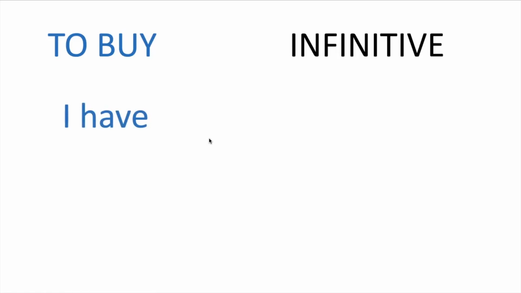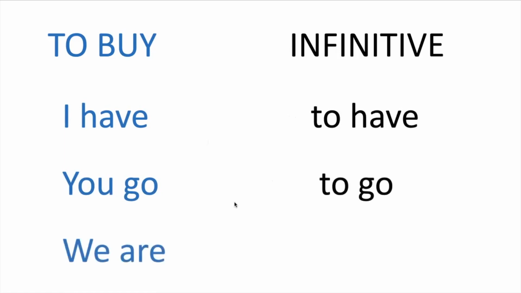If I say I have, the verb have, the infinitive is to have. You go. We're using the verb go, and the infinitive is to go. We are. Now we know that this verb is irregular. I am, you are, he is. And the infinitive for this verb is to be.